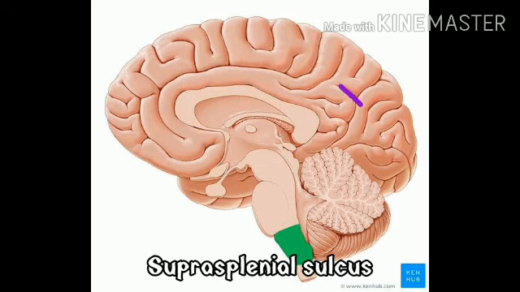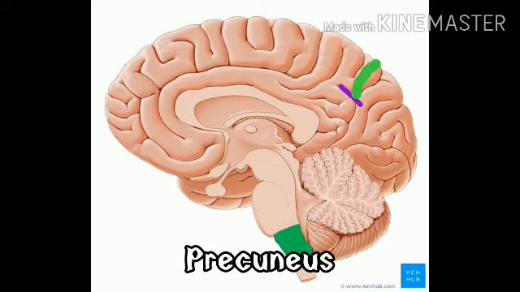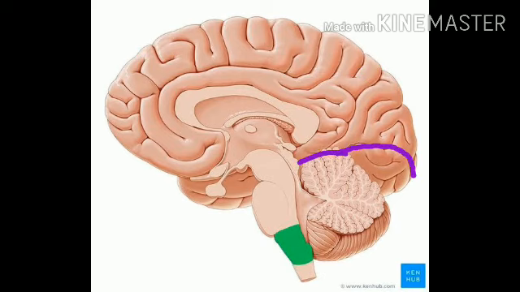The subparietal sulcus runs above and parallel to the splenium of corpus callosum. Above the subparietal sulcus, we can see a quadrilateral area. It is called precuneus. The calcarine sulcus begins close to the splenium of corpus callosum and runs posteriorly towards the occipital pole of cerebrum, cuts the occipital pole and reaches the supralateral surface of cerebrum.